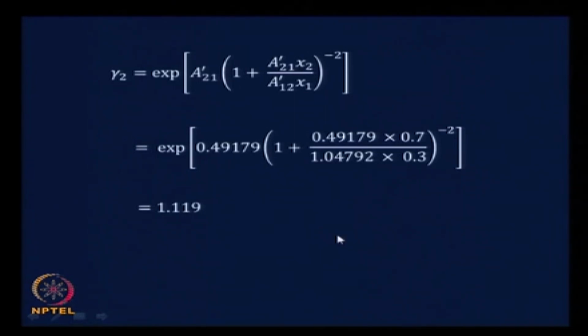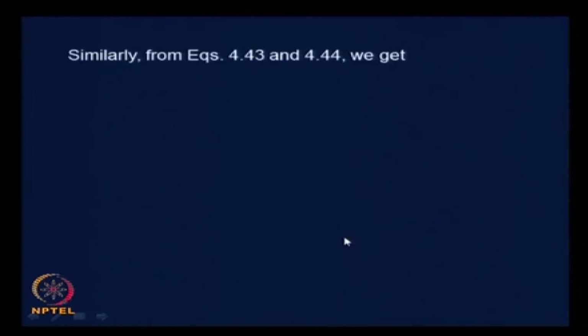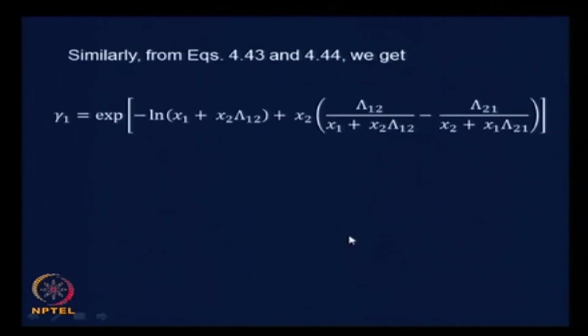Now, we were asked to do that for the Wilson model and compare the two. Therefore, if you look at the Wilson model expression, which is a slightly longer expression, gamma 1 equals exponential of minus ln of x1 plus x2 times gamma 12 plus x2 times gamma 12 divided by x1 plus x2 gamma 12 minus gamma 21 divided by x2 plus x1 times gamma 21, as you can directly pick from whatever was given in your notes earlier.